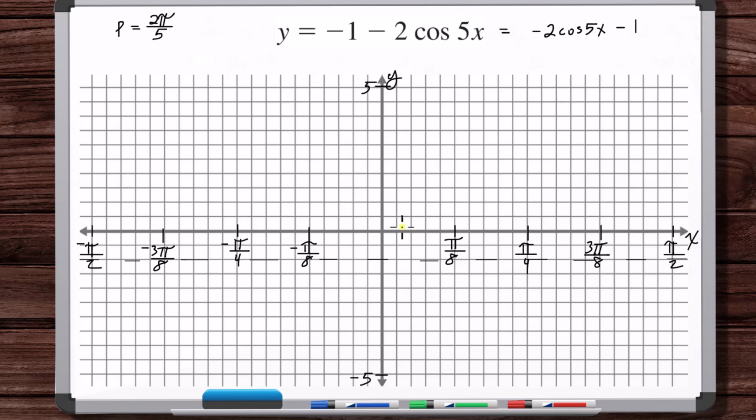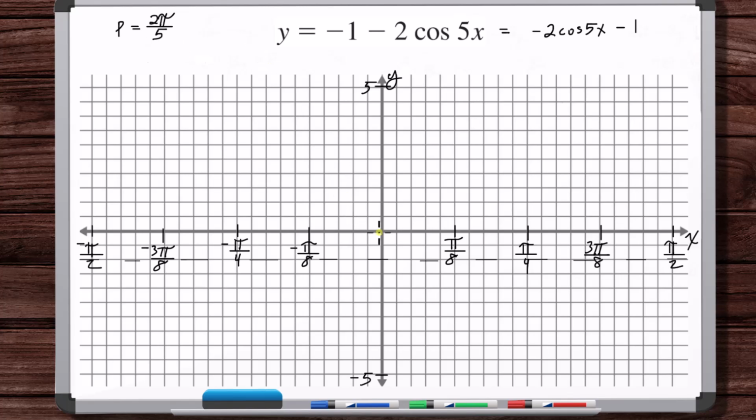Okay, no shifting about the x-axis. So, we can go ahead and sketch the points. We need to mark off the period here. Each tick mark is pi over 8 divided by 5, which is pi divided by 40. So what is 2 pi over 5 divided by pi over 40?